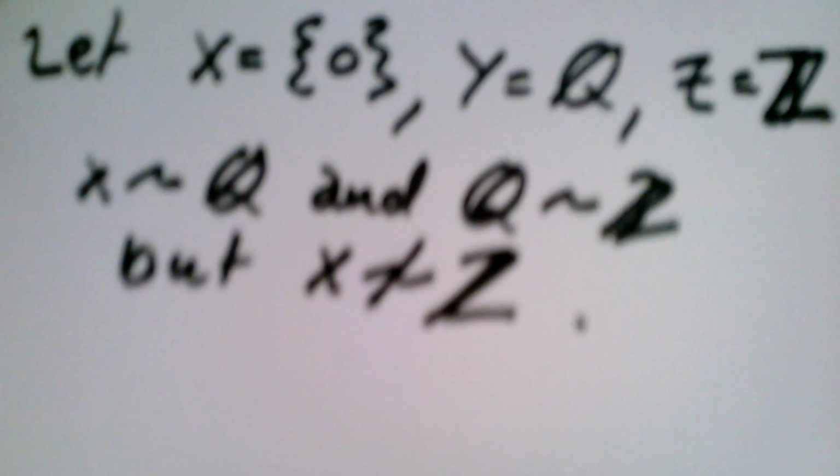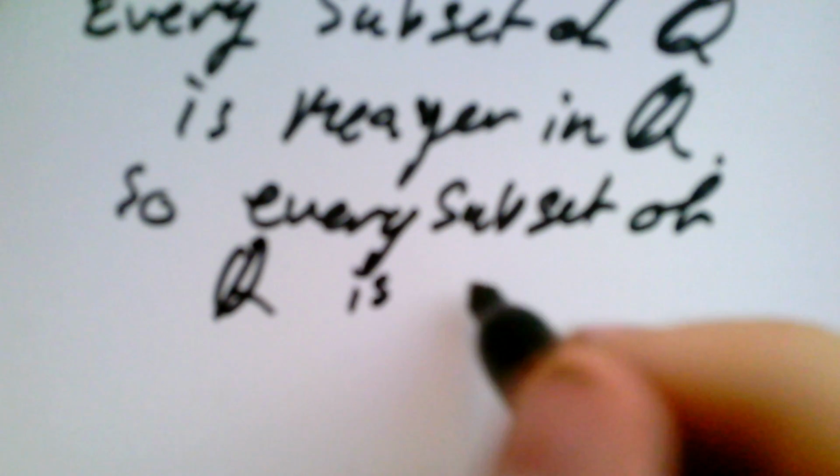This is how we do this. So, first of all, every subset of Q is meager in Q. So every subset of Q is comeager in Q.